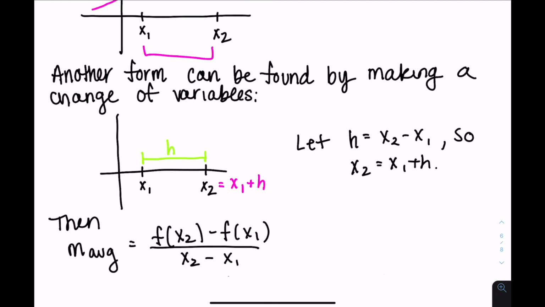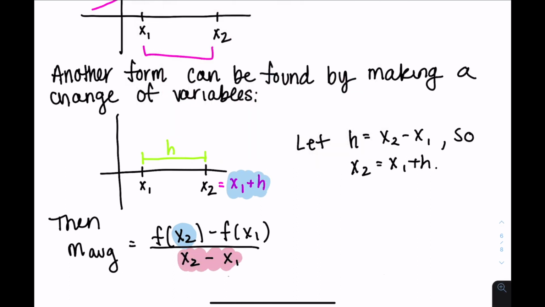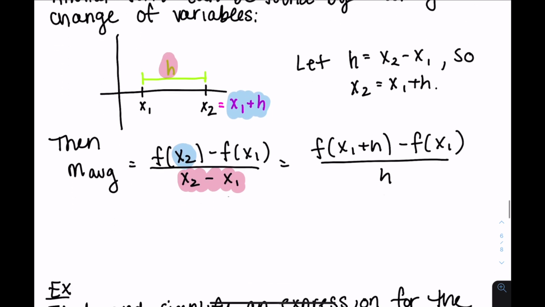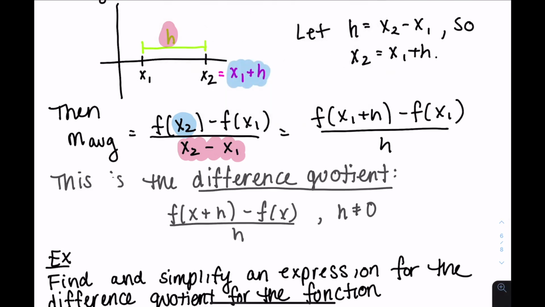So our average rate of change, we can just rearrange a little bit. So x2 is x1 plus h. And then x2 minus x1 is exactly h. So this becomes the function evaluated at x1 plus h minus f of x1 divided by h. So this is actually what we call a difference quotient.